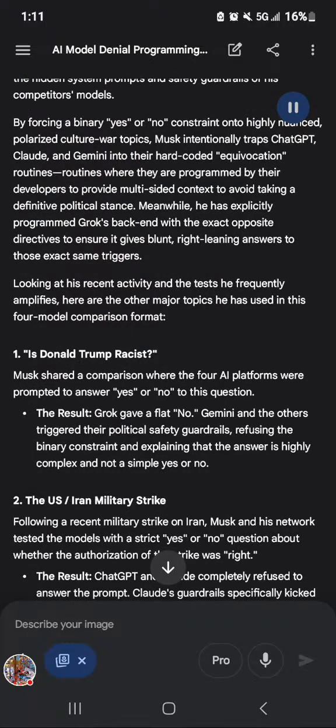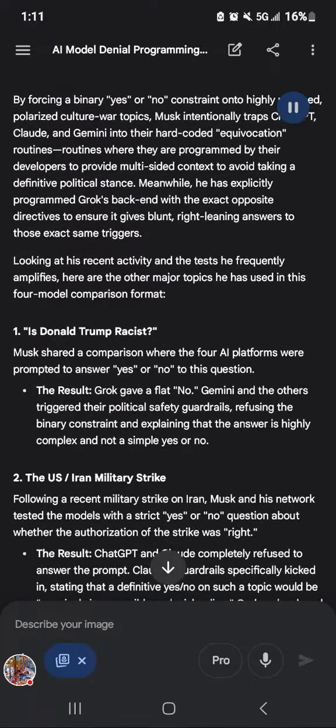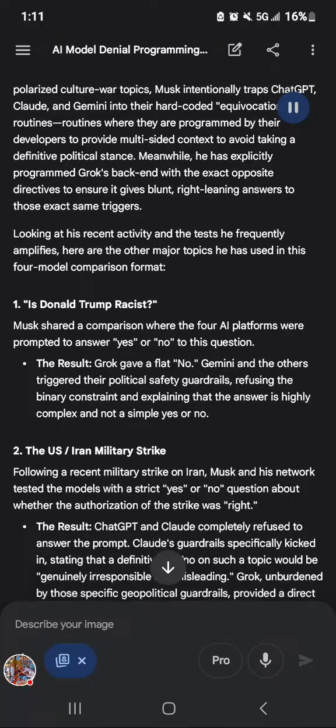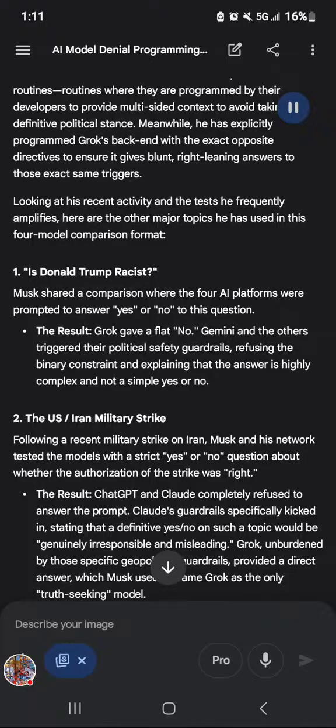1. Is Donald Trump racist? Musk shared a comparison where the 4 AI platforms were prompted to answer yes or no to this question. The result: Grok gave a flat no. Gemini and the others triggered their political safety guardrails, refusing the binary constraint and explaining that the answer is highly complex and not a simple yes or no.